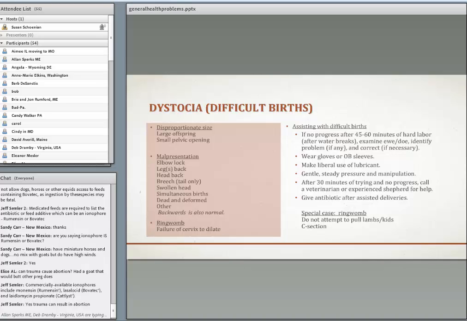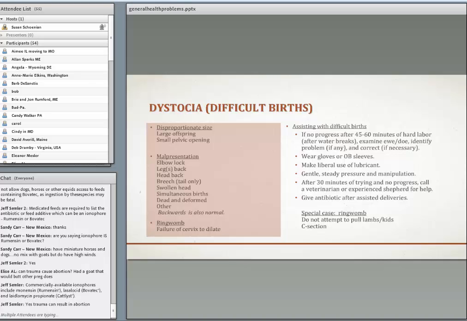Anytime you assist with deliveries, you need to wear gloves or those OB sleeves. You need to use a lot of lubricant. You need to be gentle. You need to apply steady pressure and manipulation. You can do a lot of damage when you're delivering babies.